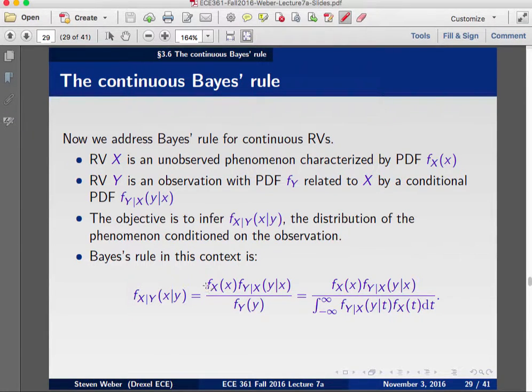In the numerator, the probability density of x times the conditional probability density of y given x, all over the probability density at y. And we can use the total probability theorem in its continuous form to condition on the value of x. We integrate over all possible values of x, indexed by t here, going from negative infinity to positive infinity, looking at the probability density at y given x times the probability density of x. So that's the continuous version of Bayes' rule, and we'll see how to apply it.